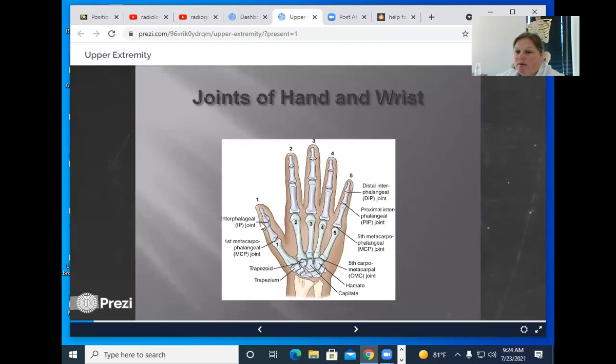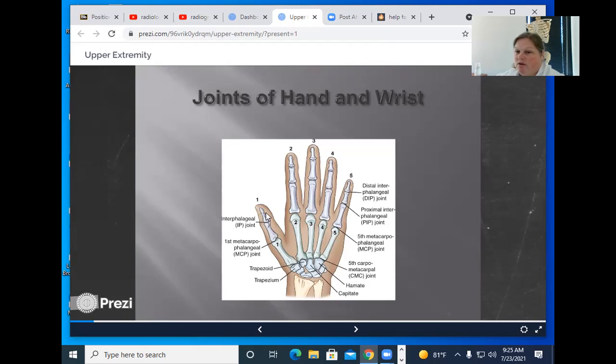So on the thumb, you just have a distal and proximal phalanx. So we have an IP joint here, and we have our metacarpal connecting to our first phalanx. So that is our metacarpophalangeal joint, or MCP joint here, where the head of the metacarpal meets the base of the phalanx. So that's our MCP joint, first, second, third, fourth, and fifth.